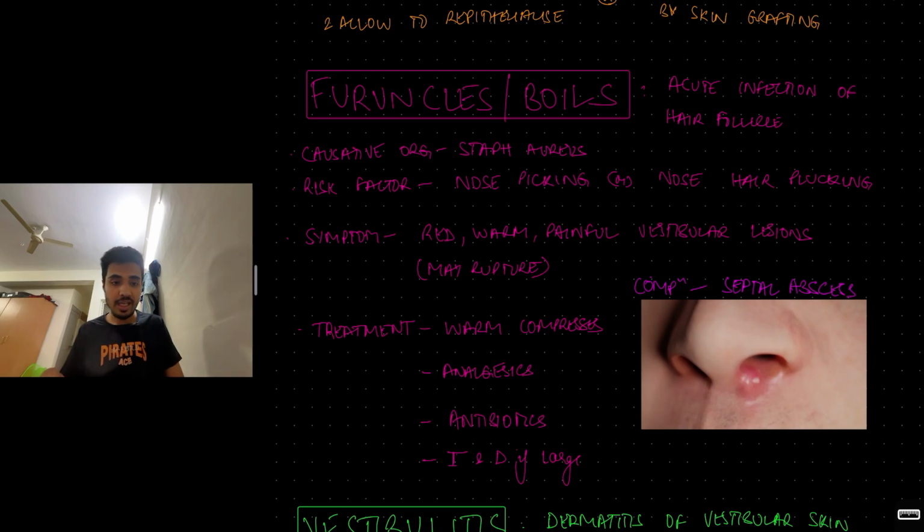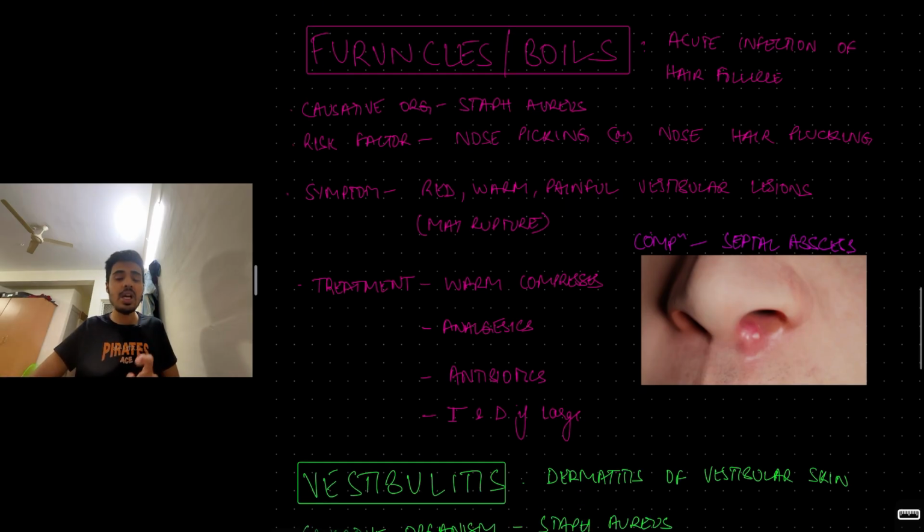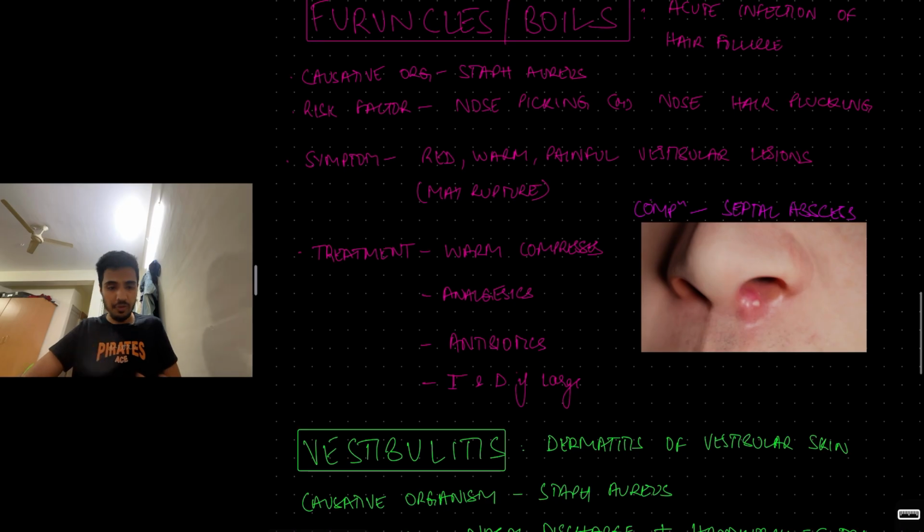So what is furuncle or boil? Acute infection of the hair follicle. Staph aureus is the causative organism. Risk factors are hair plucking and nose picking. Symptoms are painful, warm, red lesions at the vestibule, and it can rupture. If you leave it untreated, the furuncle or boil can lead to septal abscess. Treatment is warm compresses, analgesics, antibiotics, and incision and drainage if required. That is about furuncles or boils.